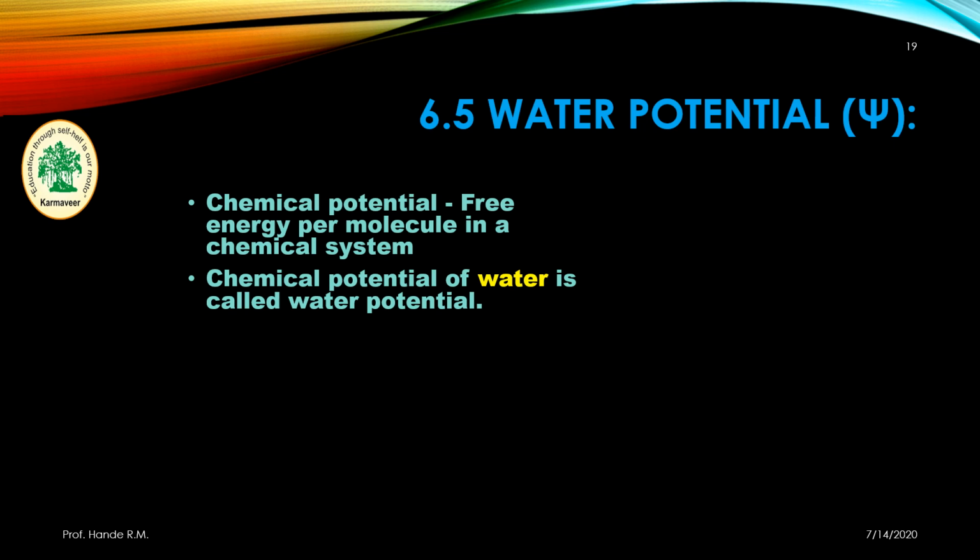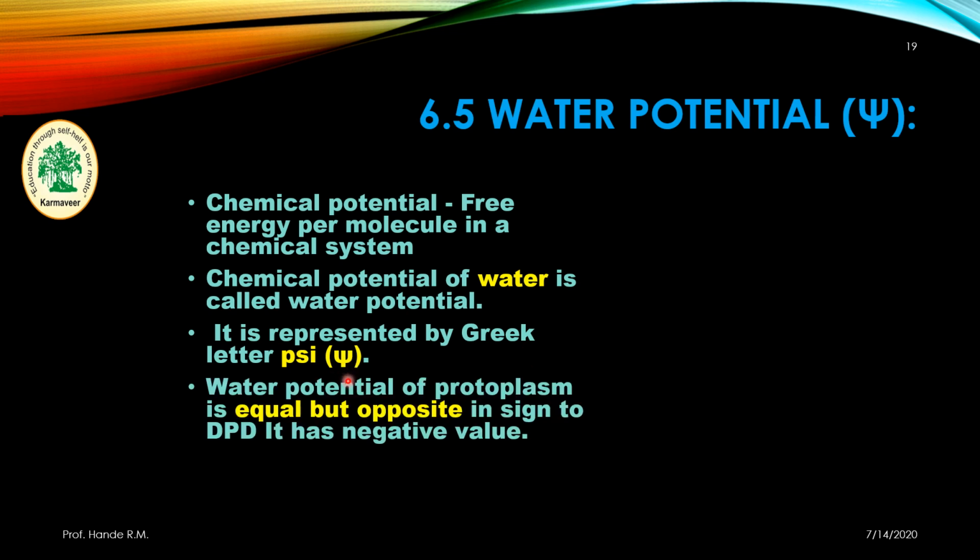Next is water potential. Water potential is denoted by the Greek letter psi. This is the symbol of psi. The water potential of protoplasm is equal but opposite in sign to the DPD. It has a negative value. The internal water potential of a plant cell is more negative than that of pure water.